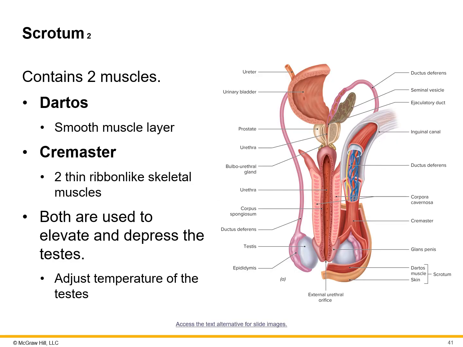Your scrotum contains two muscles. You've got your smooth muscle layer, which is the dartos, and then you've got a ribbon-like muscle, almost like skeletal in nature, and that's the cremaster. Both of these are used to elevate and depress the testes. So basically it adjusts the temperature of the testes. If it's too cold, the testes will lift up. If it's too hot, they will drop.